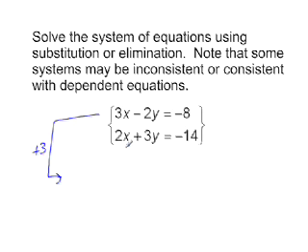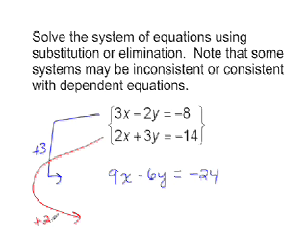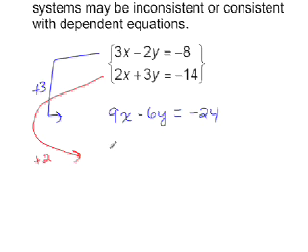And when we multiply each term by positive 3, 3x times 3 is 9x, negative 2y times 3 is a negative 6y, and the negative 8 times 3, negative 24. We will now multiply the bottom equation by a positive 2. Multiplying each term by a positive 2 will give us positive 4x, 2x times 2, 4x. Positive 3y times 2 is a positive 6y, and negative 14 times positive 2 is a negative 28.